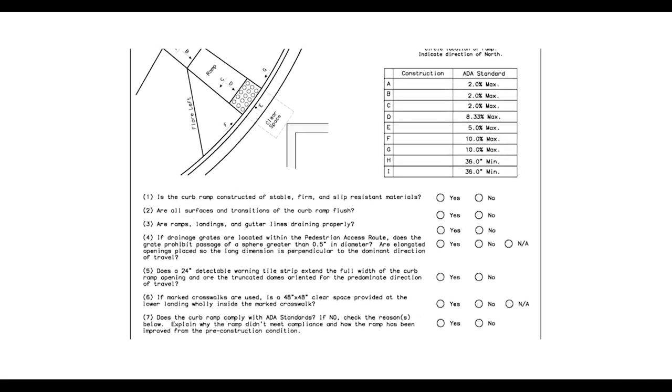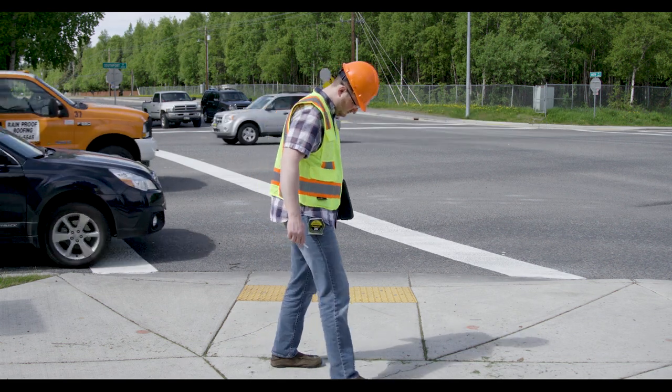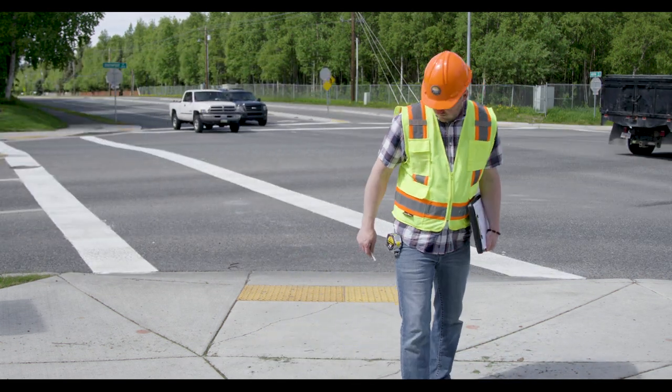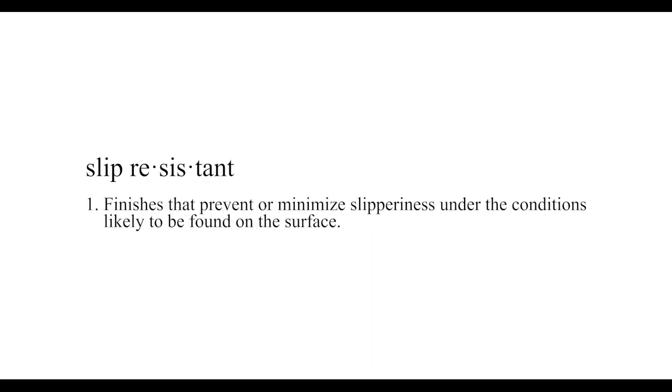Now that all measurements have been taken, it is time to answer a few questions. Is the curb ramp constructed of stable, firm, or slip-resistant materials? Firm is classified as a surface that resists deformation. When you step on the material, does your foot leave an imprint in the material? Stable means, does the material resist movement? When you step on it, does it move? Slip-resistant is defined as finishes that prevent or minimize slipperiness under the conditions likely to be found on the surface. The simplest way to look at this question is, will the surface become slippery when wet? If all these conditions are satisfied, mark yes. If any of the conditions are not met, mark no.